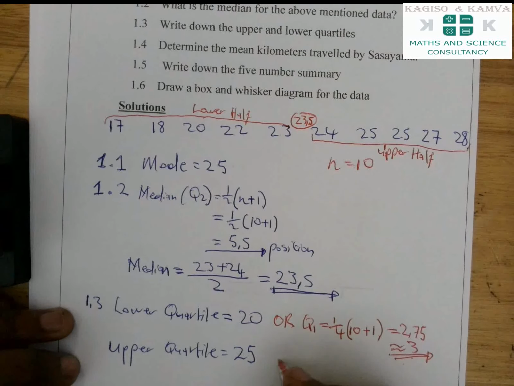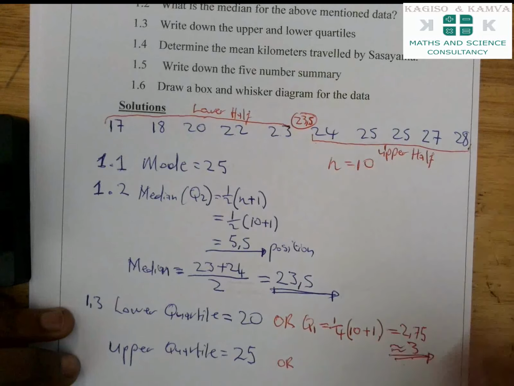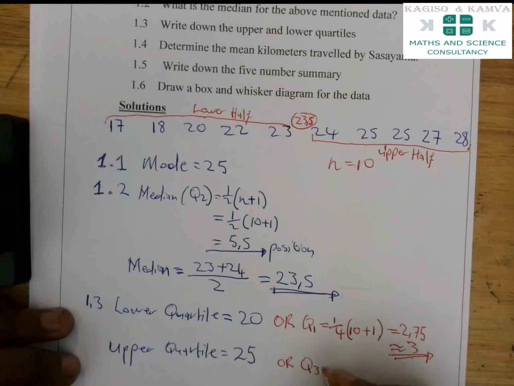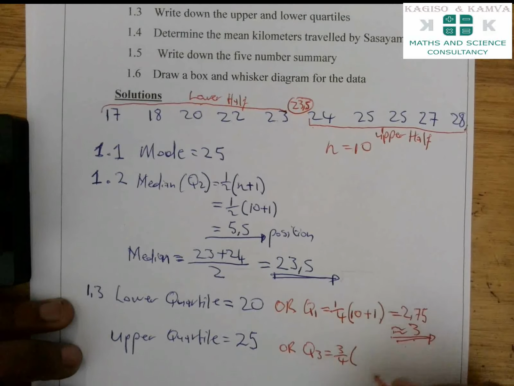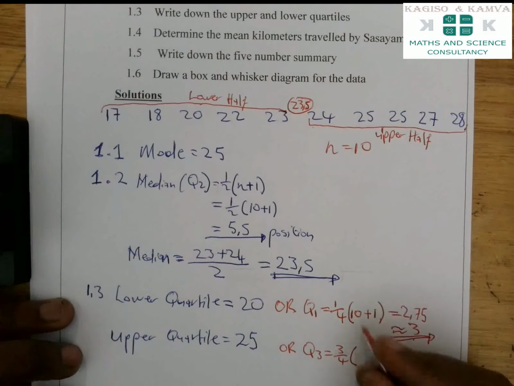Coming to this, using the equation for the upper quartile, Q3, this is going to be 3 over 4 into 10 plus 1. And then what do we get there?